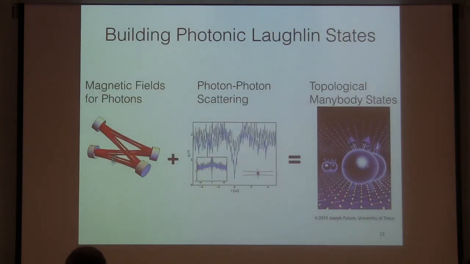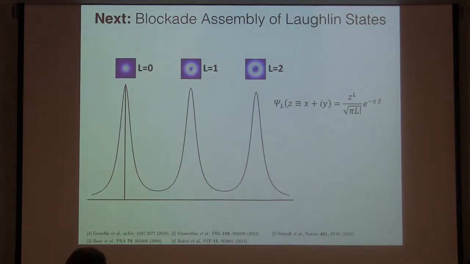You don't really need that slide, but what we do know is that magnetic fields for photons plus photon-photon scattering should give us a topological view to many-body states of light. Okay? So, how would one observe this in the lab?